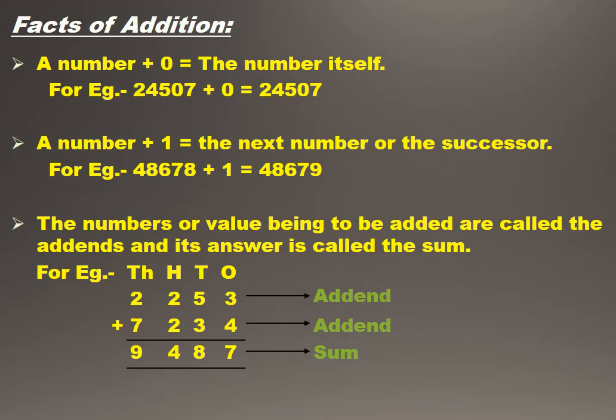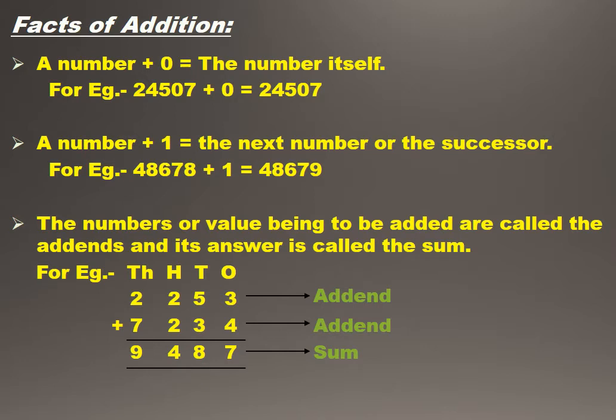For example, the number is 24,507. And by adding 0 to this number, what will you get? The answer is, yes, the number itself. That is 24,507. Instead of this number, if you take any other number and add 0 to it, obviously that results in the same number. For very small numbers, 5 plus 0 gives you 5. 10 plus 0 gives you 10.